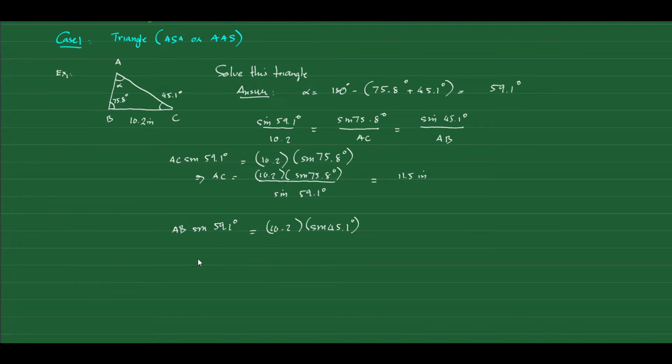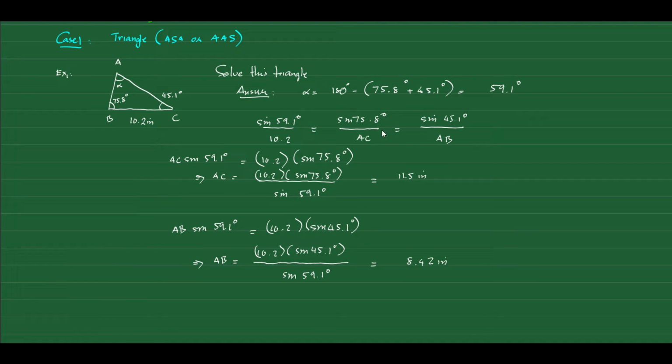So from here, we can get AB will be 10.2 sine 45.1 over sine 59.1, and you got AB will be 8.42 inches. Alright, so we got everything. We got AB, we got AC, we got BC, and 3 angles. So it means this is done. That's a nice problem right here.